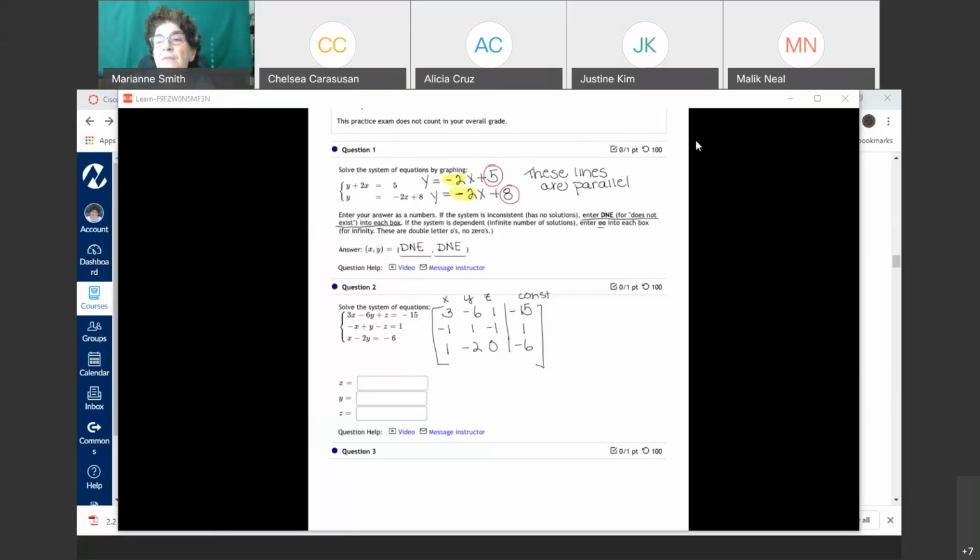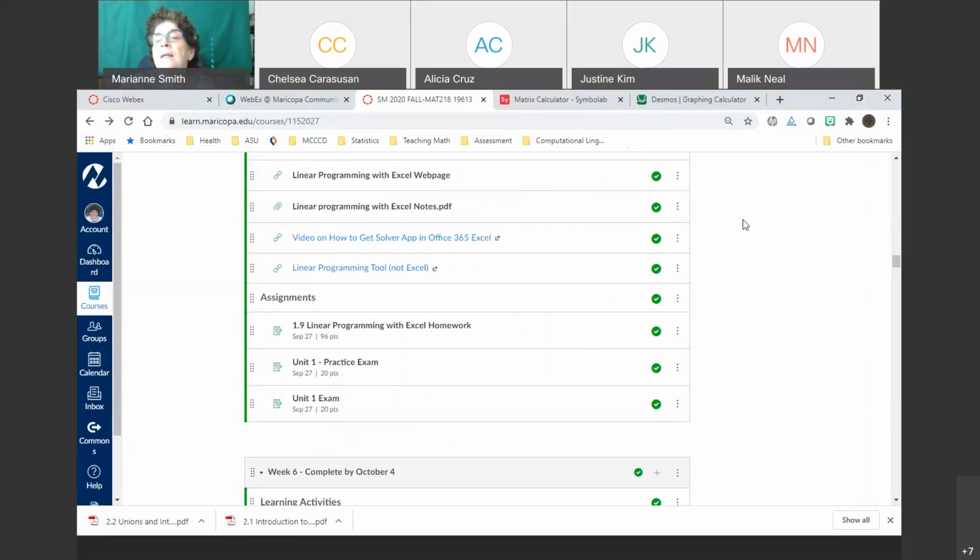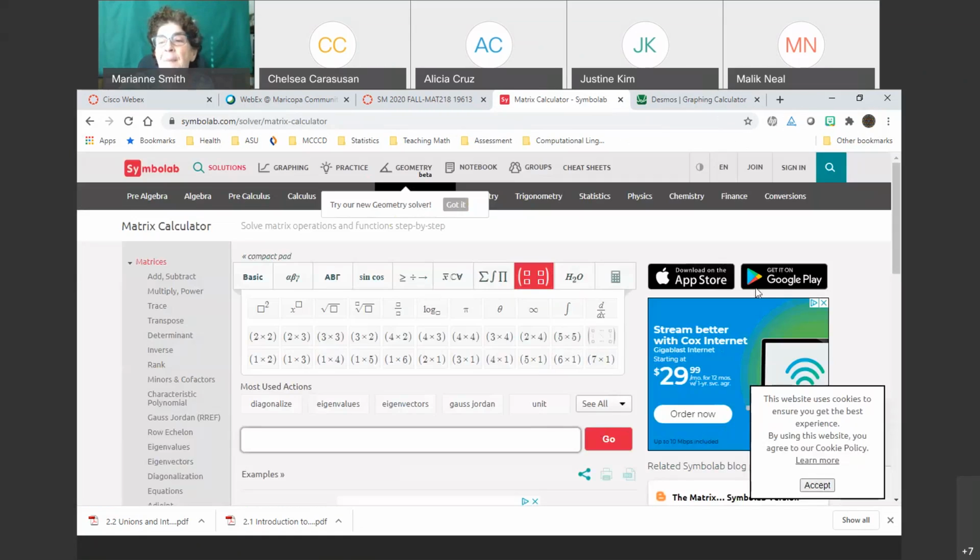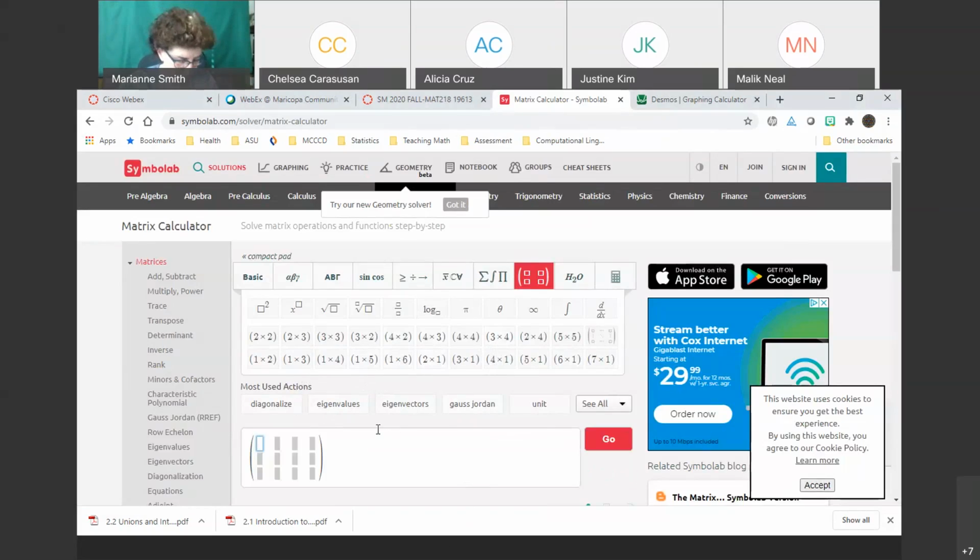Then what we're going to do is go over to Symbolab, which I have open up here on my bar. I have the matrix calculator open in Symbolab. There's a link to that in your course. Then all I have to do is look at my matrix and see that I have 3 rows and 4 columns. So I need a 3 by 4 matrix. Click on the right size, and it'll give you a template and you put your numbers in.